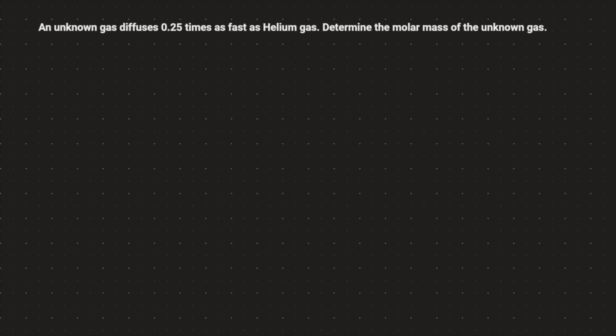In order for us to answer this question, we can use Graham's law. According to Graham's law, the velocity RMS for B divided by the velocity RMS for A is equivalent to the square root of the molecular weight of A divided by the molecular weight of B. From the information given in the question, we have helium gas and the unknown gas, whereby the unknown gas diffuses 0.25 times as fast as the helium gas.